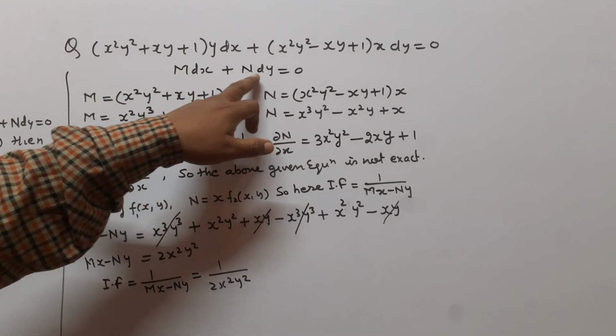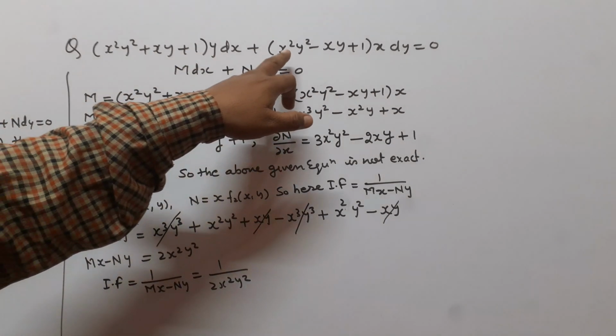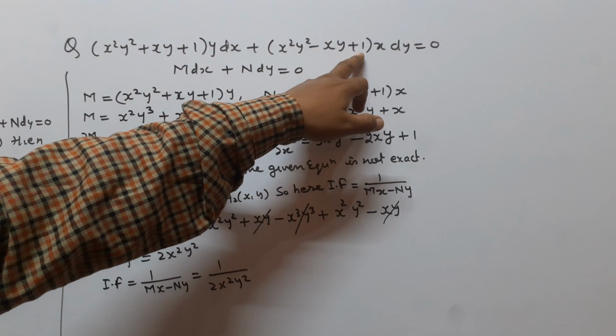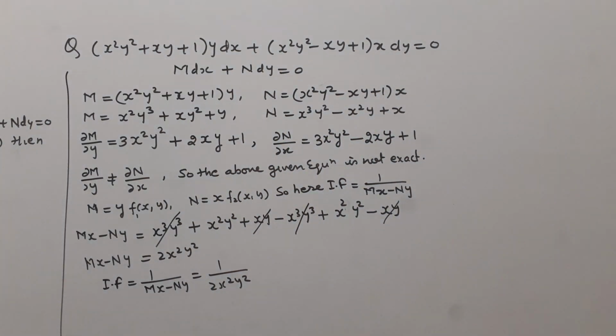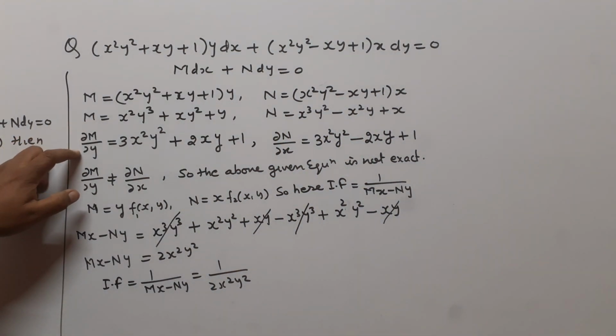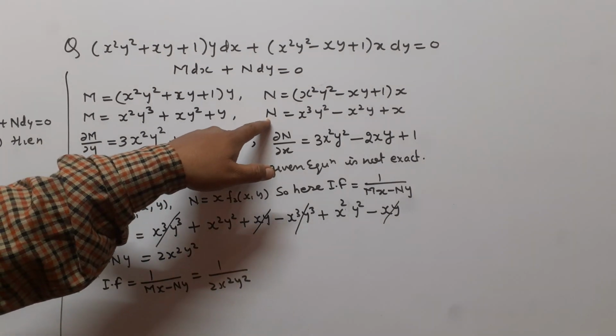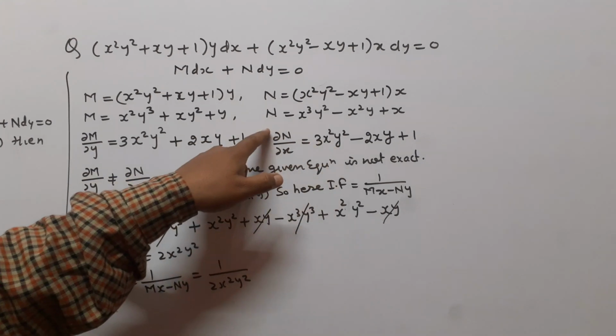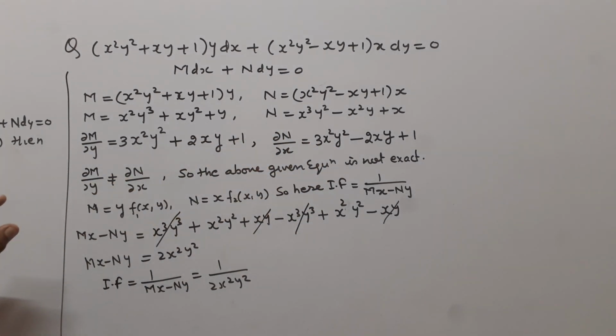Similarly here the coefficient of dy is n, so n is x square y square minus xy plus 1 multiplied by x. First we differentiate m partially with respect to y, we get del m by del y. Similarly we differentiate n partially with respect to x, so we get del n by del x. Here we can see that del m by del y is not equal to del n by del x. So the above given equation is not exact.